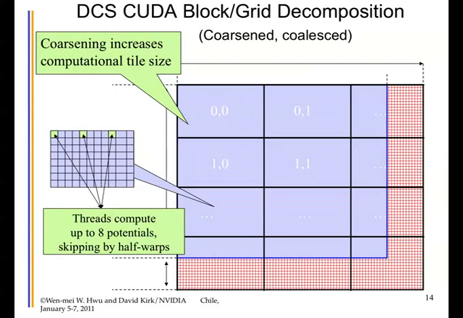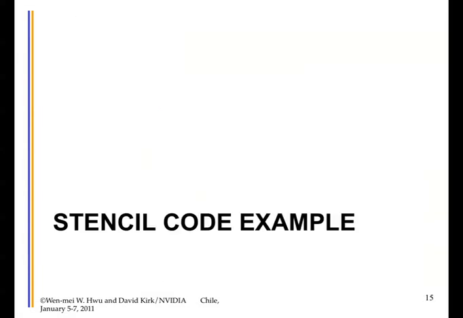So this is a slide from John Stone, and this is what he typically shows. The coarsening increases computational tile size. Each thread will be processing multiple lattice points that are separated by half the half warp size, which is 16 here in CUDA, and then you will have some padding overhead. So that's a grid calculation example.